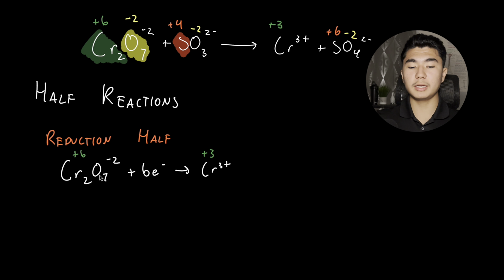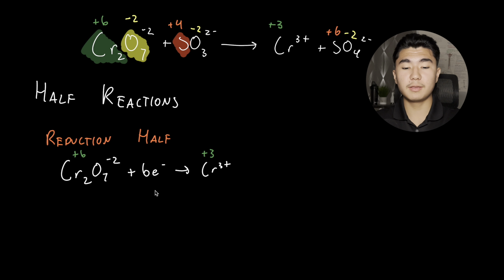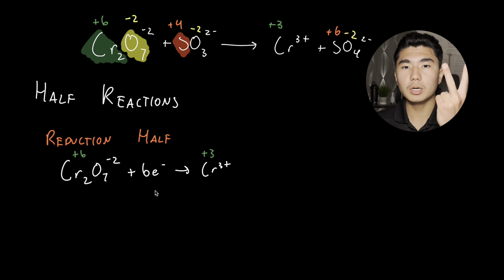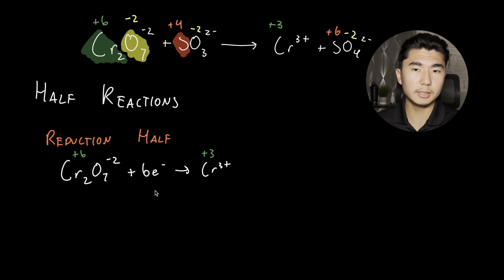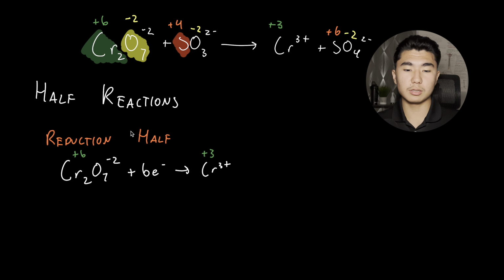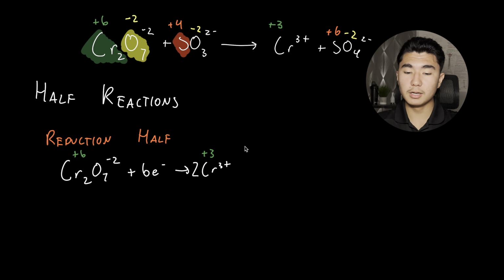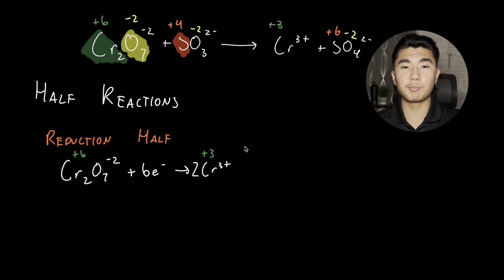So if we didn't have 2 chromiums, then this would be a +3 electrons. But since we have 2 chromiums going from a +6 to a +3, they're pretty much gaining electrons. We have 2 chromiums that are gaining 3 electrons each, and that's why we have a +6 for the electron side over here. Now, one thing you might notice is that we have 7 oxygens over here, but 0 oxygens over on the product side.